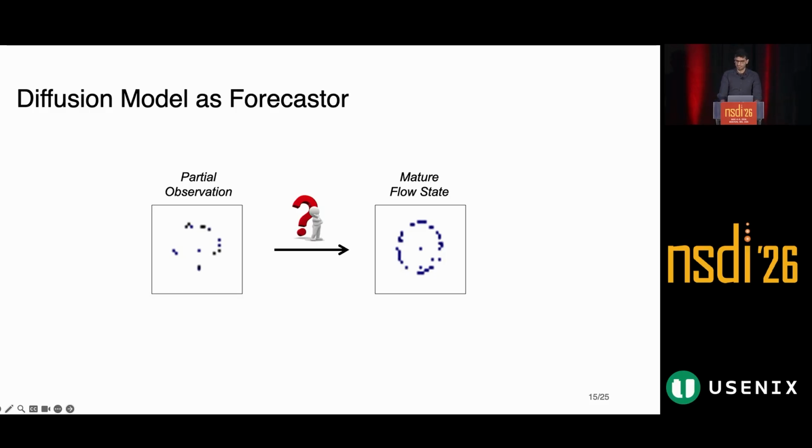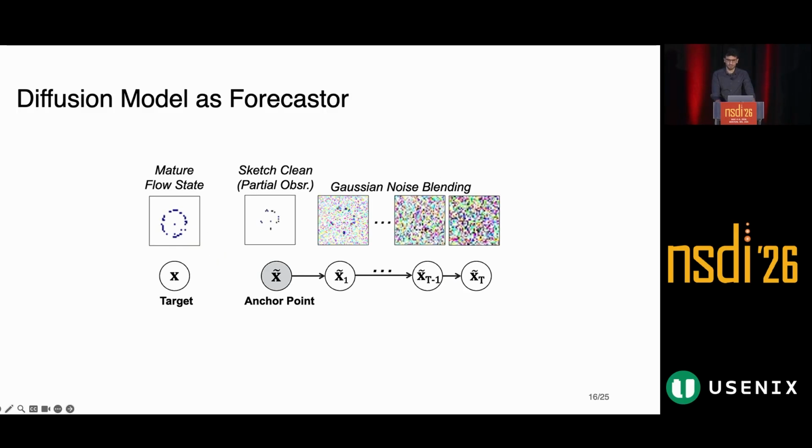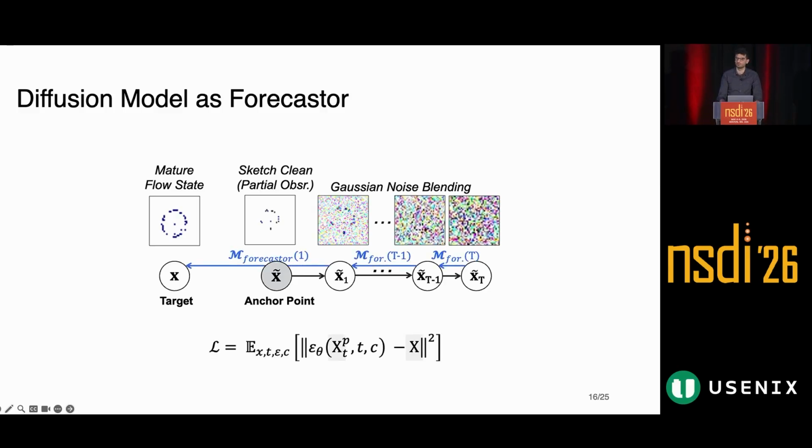Next, once we have the clean image of the flow, now the question is how we derive the mature state of the flow from the partial observation before passing it to the classifier. So we adopt a similar strategy as in the sketch denoiser for our training. We iteratively add Gaussian noise to the partially observed flow. And at each step, we train the model to give us the mature state of the flow by adjusting the loss function. This way, we teach the model to generate mature state of the flow from partial observation, again, across all the flow's progression.